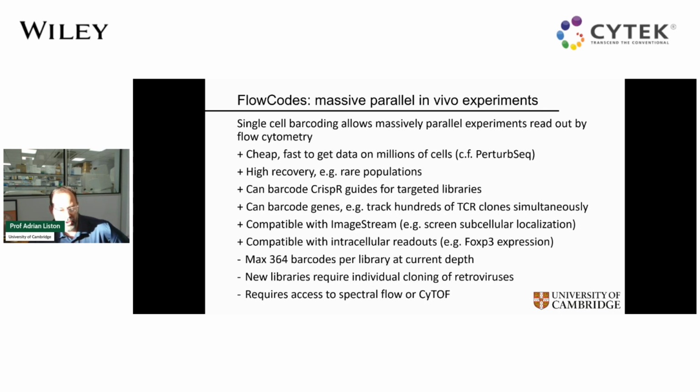Now, there are limitations to it, and at the moment, with the current depth, the limit is 365 barcodes per library, although of course you can cover multiple different libraries by simply creating multiple libraries and running them in different mice. The other big impact is that new libraries really require individual cloning of each set of retroviruses. So it's a lot more work to create a library using the FlowCode system or ProCode system than it is to do mass cloning for a sequencing-based readout.